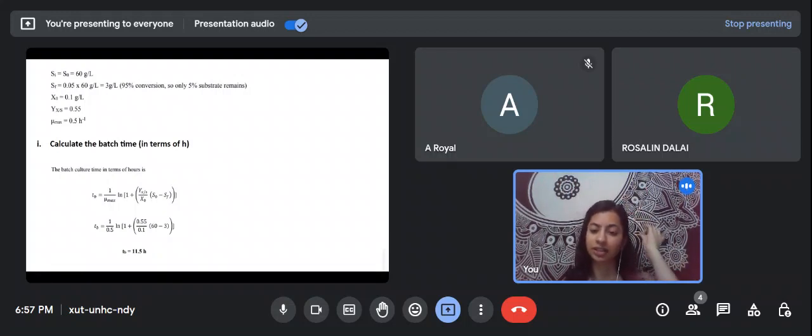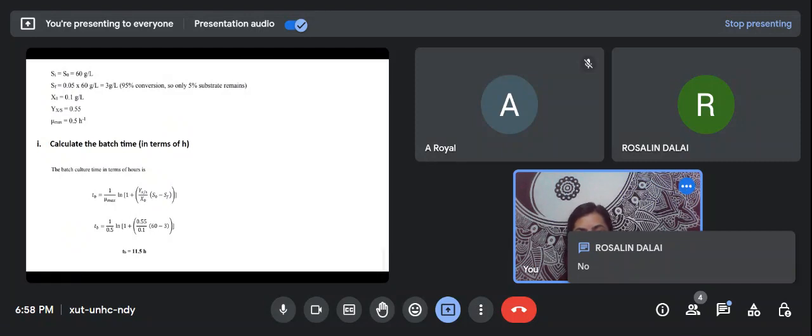Do you guys have a doubt in this? Something that you didn't understand? Since it's straightforward, plugging in values into the equation, you just need to know the equation. Do you guys have a doubt? I'll move on to the next question otherwise.